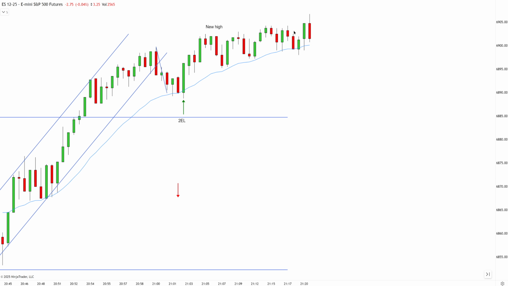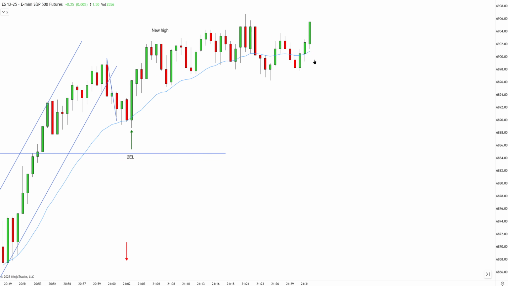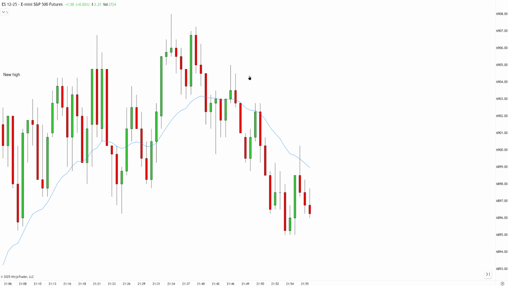I don't think we can take second entry long here. It's actually first entry long, double top can reset. It's just a little bit too choppy and it's quite late to take anything. And the market is just about to close here.